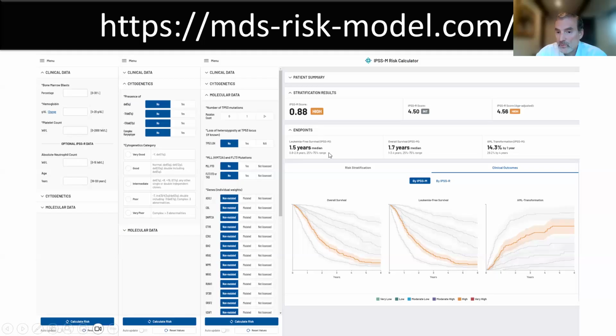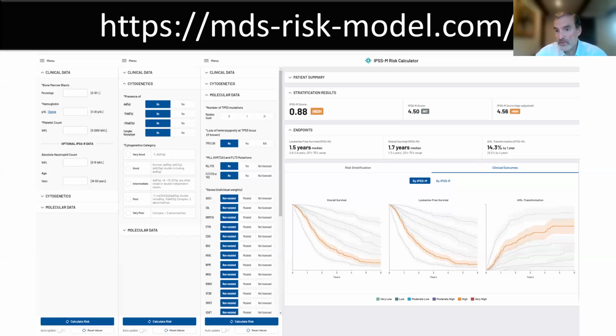It gives an estimate of the leukemia-free survival or the percentage likelihood that they will develop leukemia in 1 year, and it shows where they are on the survival curve. And it gives you both the IPSSM and it calculates the IPSSR, that older model that I mentioned. So you really get both in one shot.